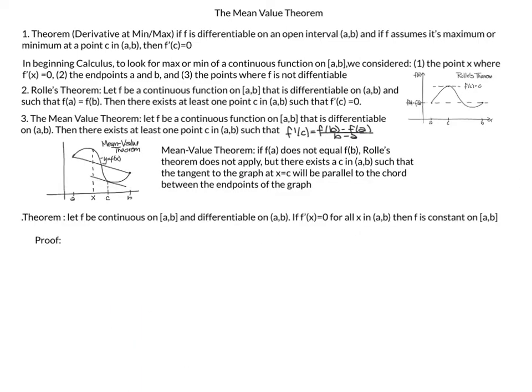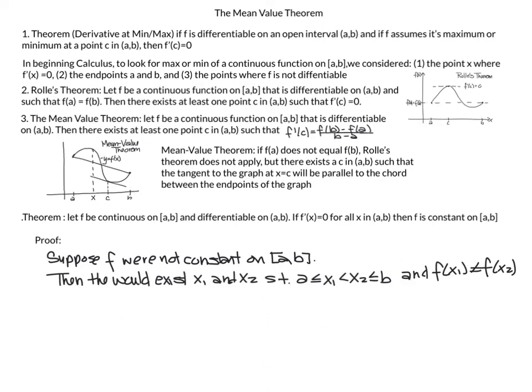Our next theorem is: f is continuous and differentiable. If the derivative of f of x is equal to 0 for all x, then f is constant on the interval. And we are going to do this proof by contradiction. We are going to suppose that f is not constant on the interval, and then we will use the mean value theorem to come up with a contradiction.